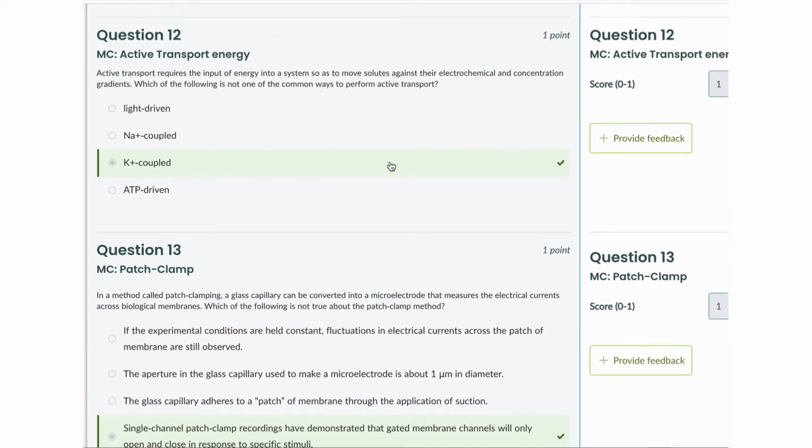Question 12. Active transport requires the input of energy into a system so as to move solutes against their electrochemical and concentration gradients. Which of the following is not one of the common ways to perform active transport? Well, we saw light-driven examples with bacteriorhodopsin. We saw sodium-coupled, like the sodium-coupled glucose transporter. We see ATP-driven ones, like the sodium-potassium pump, but we didn't see any examples where potassium was used to provide the energy to drive a pump.